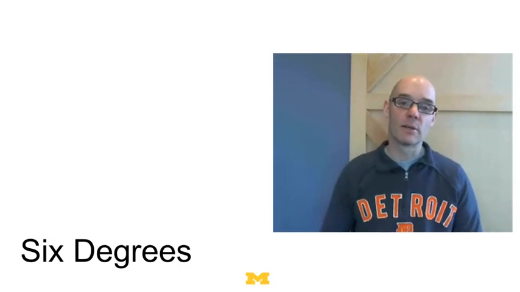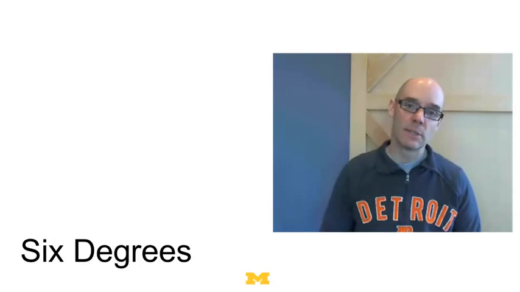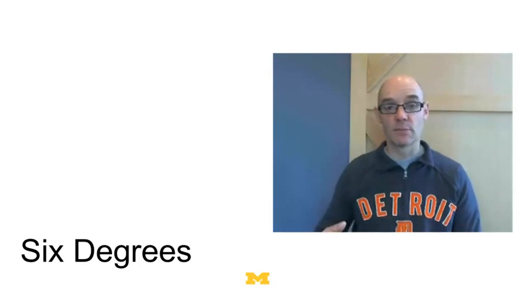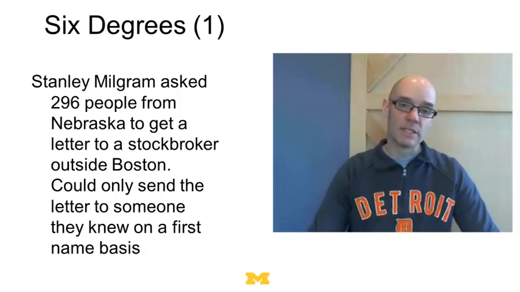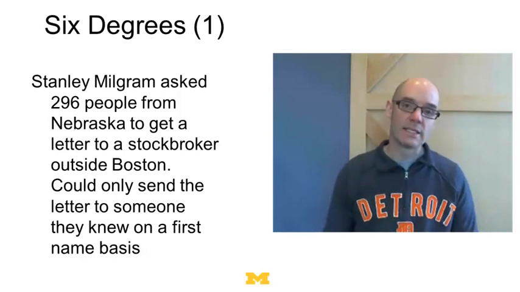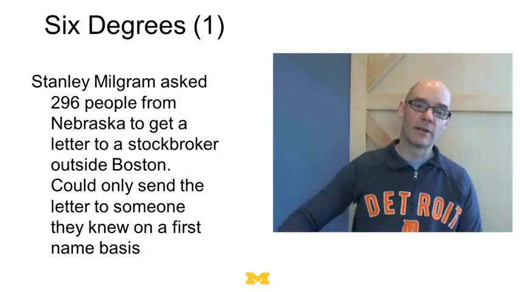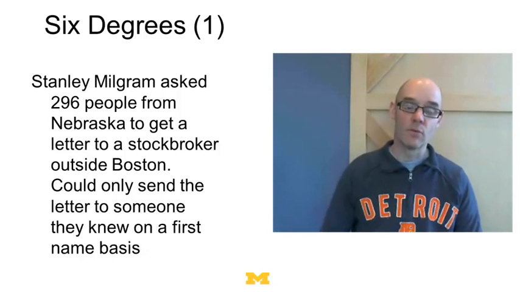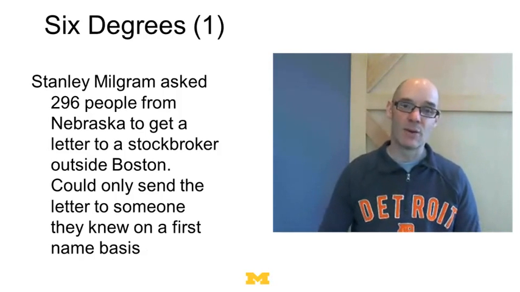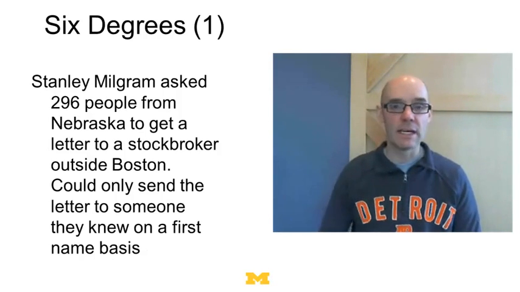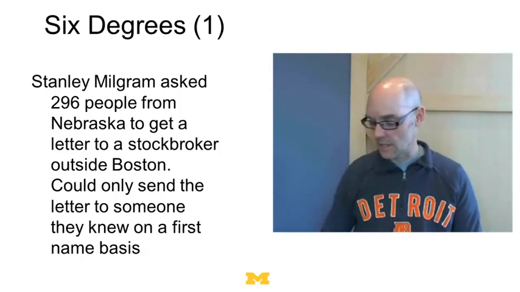We're going to start out by talking about something known as the 6 degrees phenomenon. Let me explain where this comes from. It comes from 2 famous experiments in social science. Stanley Milgram, in the 60s, asked 296 people from Nebraska to get a letter to a stockbroker in Boston. The rule is they could only send the letter to someone they knew on a first-name basis. And what he found is that, on average, of the letters that got there, it took about 6 steps.